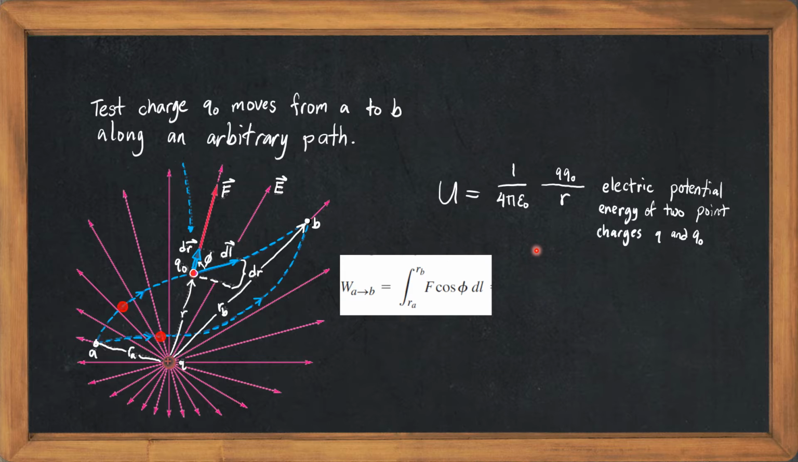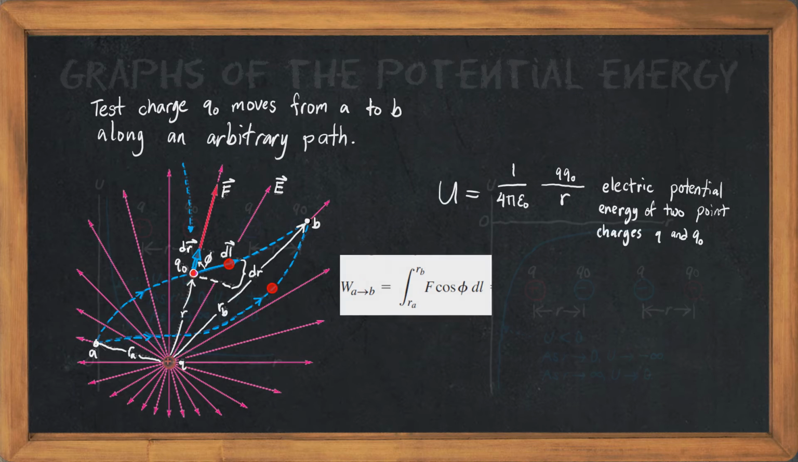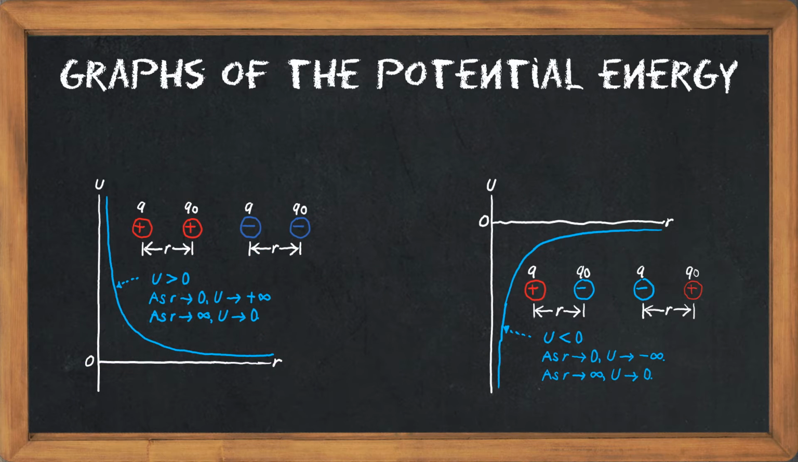The electric potential energy of two point charges Q and Q0 is U equals 1 over 4 pi epsilon naught times Q times Q0 over r. The potential energy U is 0 when Q and Q0 are infinitely far apart. Therefore, U represents the work that would be done on the test charge Q0 by the field of Q if Q0 moved from an initial distance r to infinity.